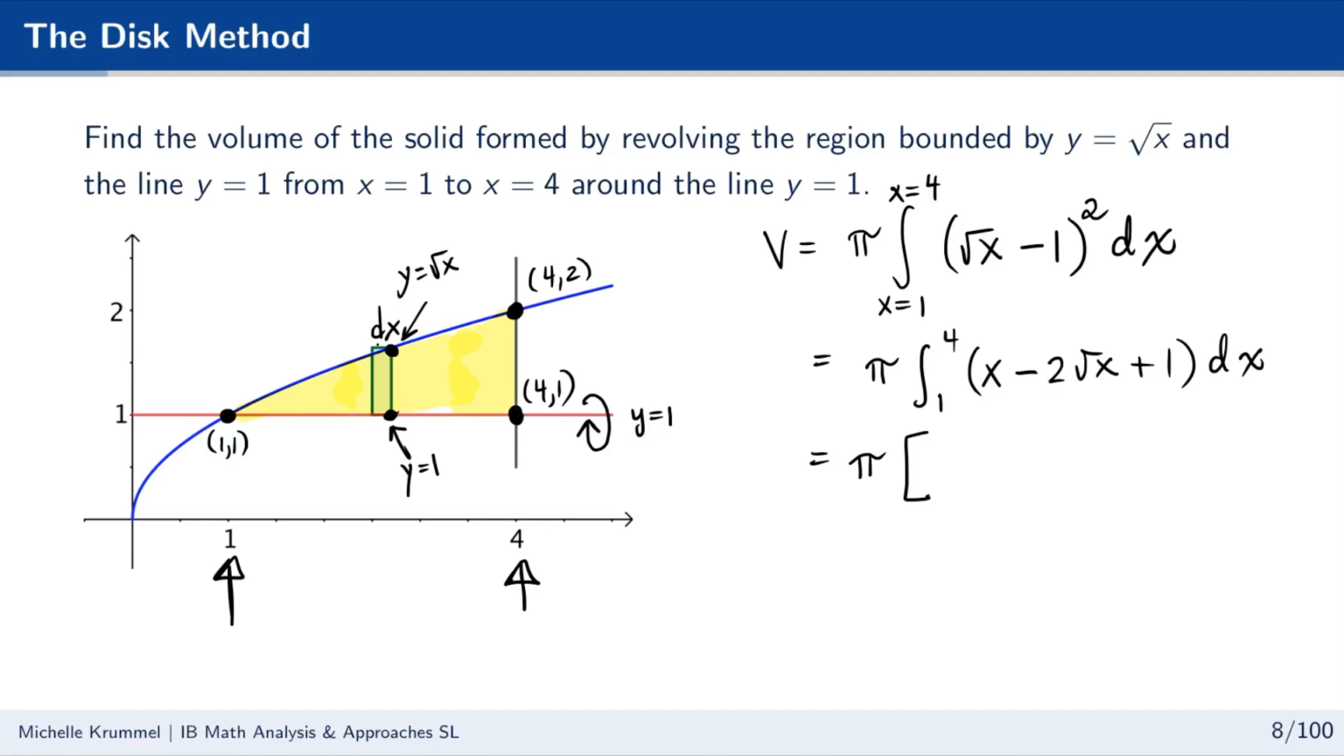And then we can find the antiderivatives. The antiderivative for x is x squared over 2. And then for the 2 root x, it's easiest for me if I think of that as 2x to the power 1/2, and then I'm using the power rule. So I'm going to add 1 to the exponent, and then divide by the new exponent. Dividing by 3/2 is the same as multiplying by 2/3 times the constant multiple that was already there.